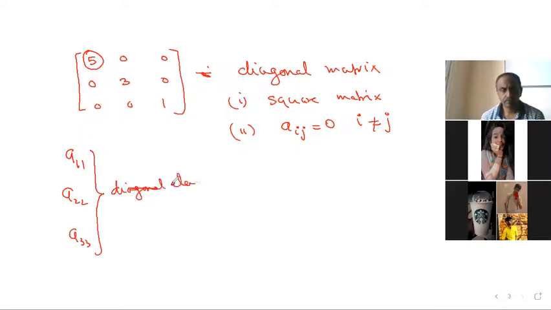Okay. Understood, sir. So when row number and column number are not equal, they are the non-diagonal elements. So the non-diagonal elements should be zero. Could you follow this? Yes, sir.